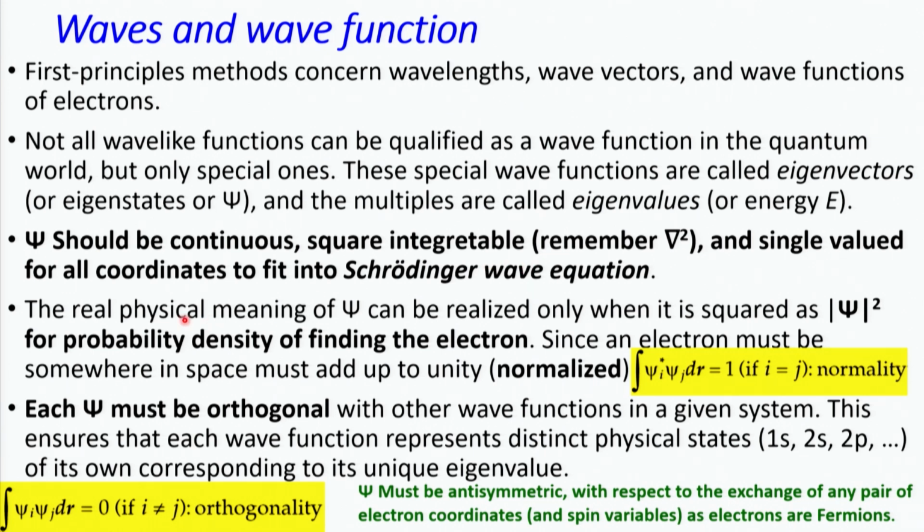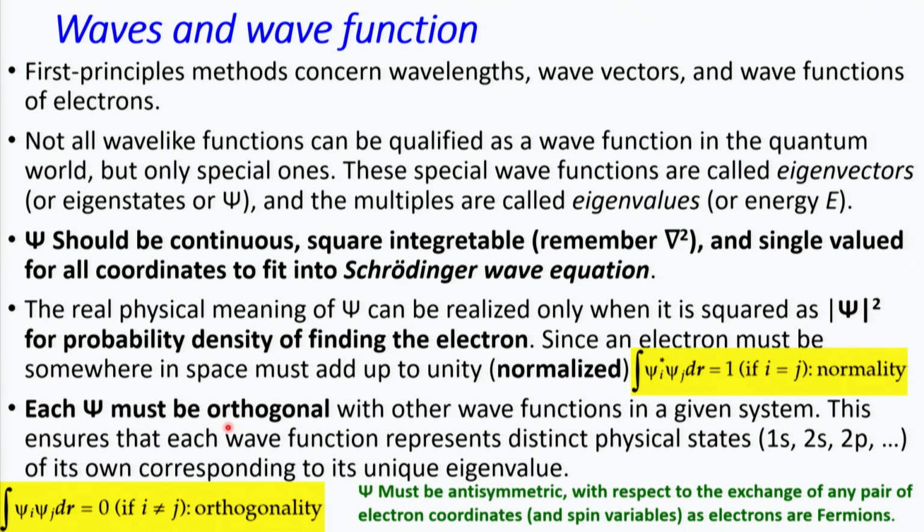The real physical meaning of psi can be realized only when it is squared, as psi square, the probability density of finding the electron. Since an electron must be somewhere in space, it must add up to unity, and this is called normalization. That means you take psi square over all space as the integral, and you get equal to 1.